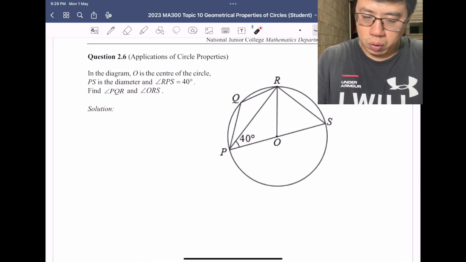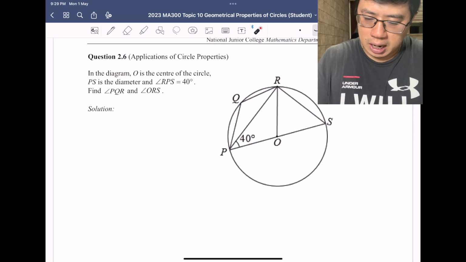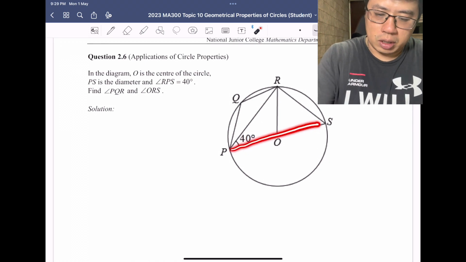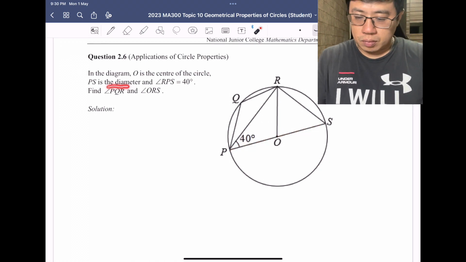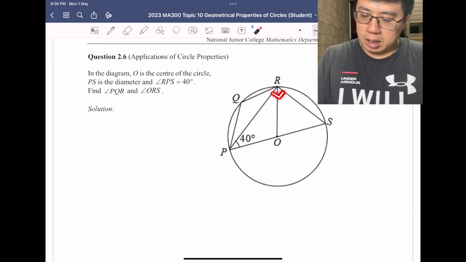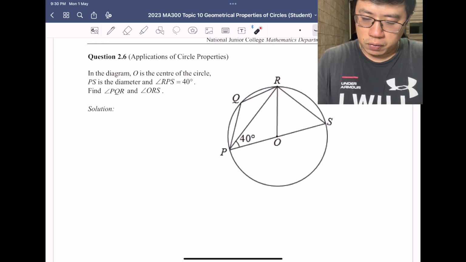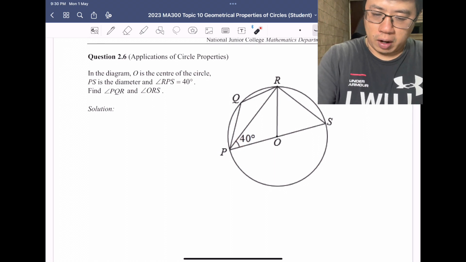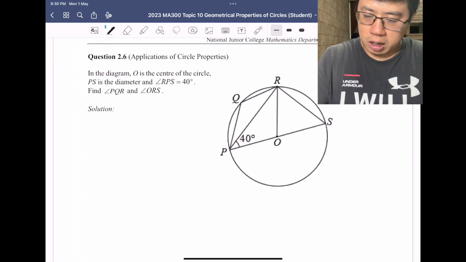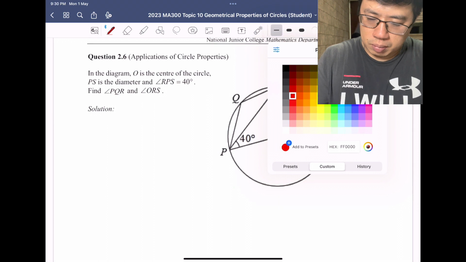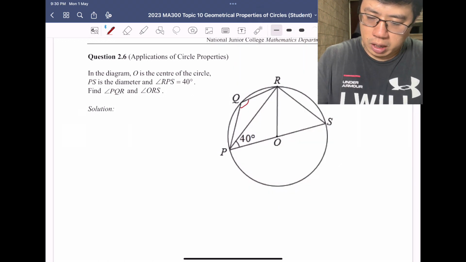Now, O is the center of the circle, right? We have PS as a diameter. So the moment you think about diameter, you can see that this will probably be a 90-degree angle, right? And RPS is equals to 40 degrees. We are supposed to find angle PQR as well as ORS.